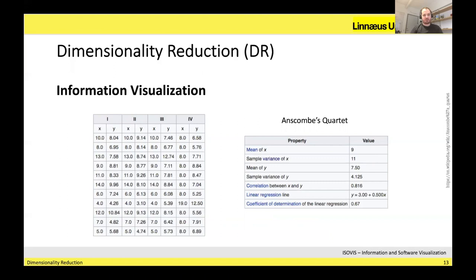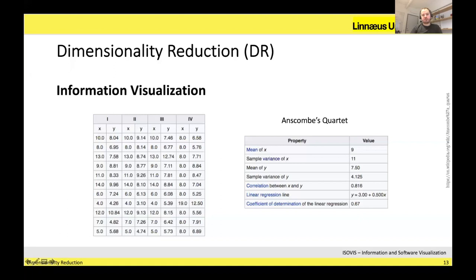This is just a small example, just to spark your curiosity. If you take this data set over here, we have four data sets here: 1, 2, 3, and 4. They are each made of two variables, x and y. The interesting thing is that if you extracted some features from these data sets, like the mean of x, the sample variance of x, the mean of y, the sample variance of y, and the correlation, and so on, and you took these measurements from these four data sets, you would get the exact same values. These are the values that you get. So from 1, 2, 3, 4, they will all be exactly the same.